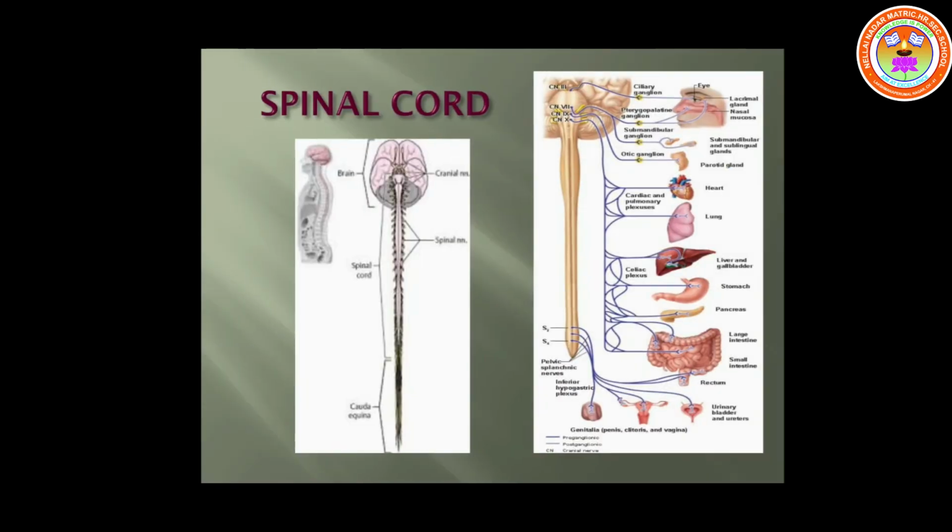Spinal cord. It is the extension of medulla oblongata of the hindbrain and is enclosed within the vertebral column. Spinal cord connects the brain to different parts of the body through nerves.